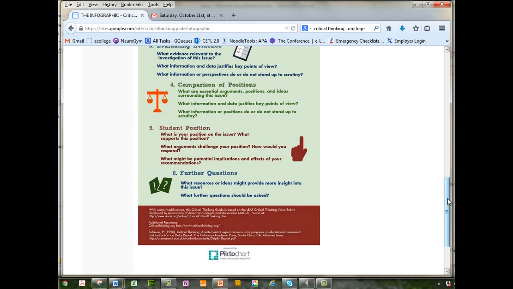Finally, now we're ready for step 5, the student position. What's your position? What are the arguments that challenge your position? How do you respond to those arguments? And then what are the implications to your decisions and your position? What kind of impact will that have?